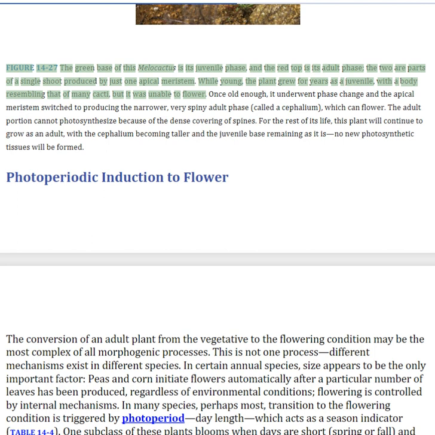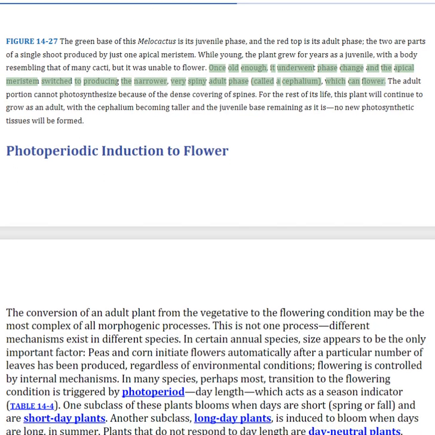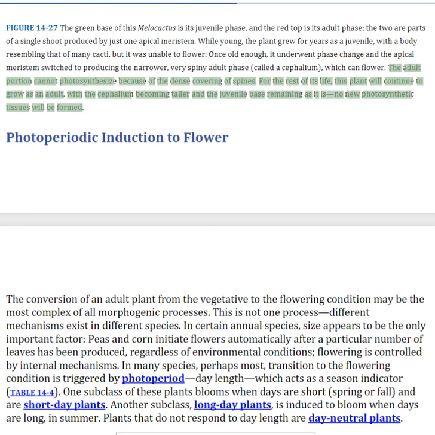While young, the plant grew for years as a juvenile, with a body resembling that of many cacti, but it was unable to flower. Once old enough, it underwent phase change and the apical meristem switched to producing the narrower, very spiny adult phase, which can flower. The adult portion cannot photosynthesize because of the dense covering of spines. For the rest of its life, this plant will continue to grow as an adult, with the cephalium becoming taller and the juvenile base remaining as it is. No new photosynthetic tissues will be formed.